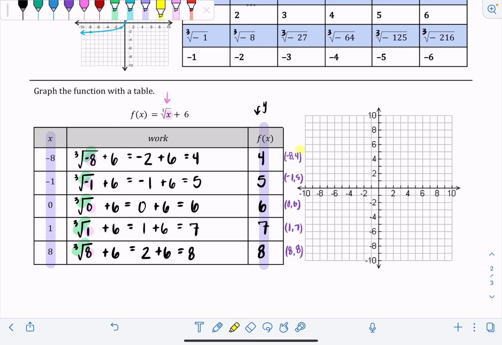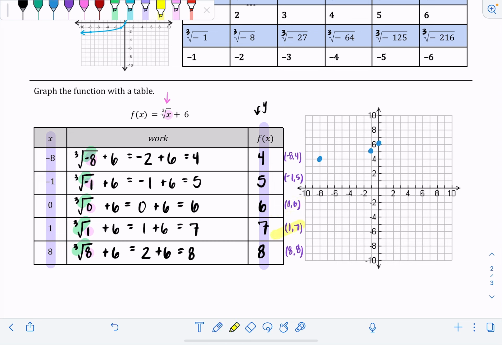Okay, so for our first point, -8, 4, from the origin, I'm going to go left 8, then I'll go up 4. That brings me right here. And then the second point, -1, 5, I'm going to go left 1 and then up 5. That would bring me right there. Third point, 0, 6, I do not go left or right at all because the first number is 0. I just go up 6. That would bring me right there.